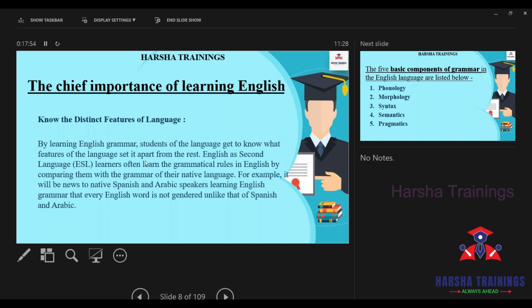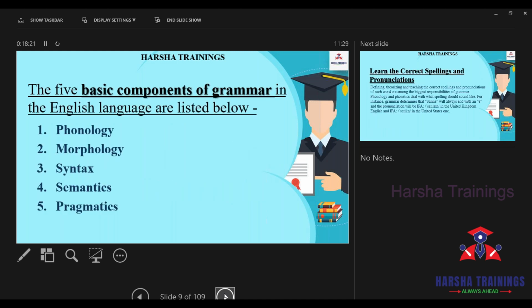And have you ever heard of this word, MTI? What is MTI? Mother tongue influence. Most of us have it. The way we speak our mother tongue, we try to implement the same thing when we speak English, right? But both are different. So we always try to compare the grammar, which actually should not be done. English is a totally different language. We cannot compare or match it with any other language's grammar.